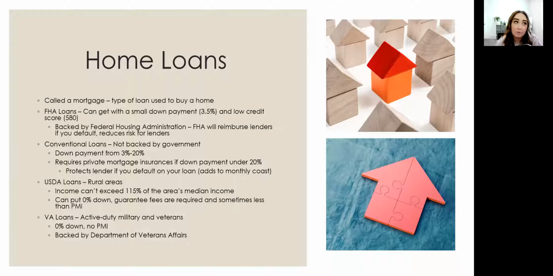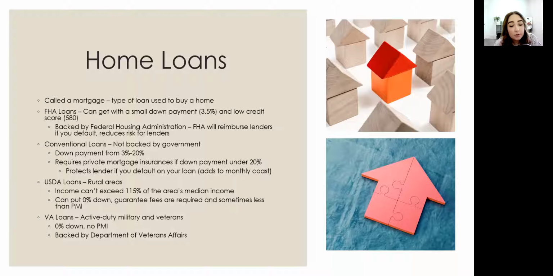So it reduces the risk for the people that are giving you the money, which is why they can take people with lower credit scores, lower down payments, things like that. Next one, you just have a conventional loan. It's not backed by the government. Usually they require a 3 to 20% down payment. It requires private mortgage insurance if your down payment is under 20%, which means you are paying insurance to protect the lender if you default on your loan. So that adds to your monthly cost of the loan.